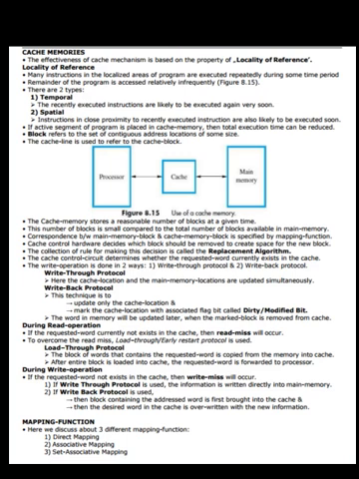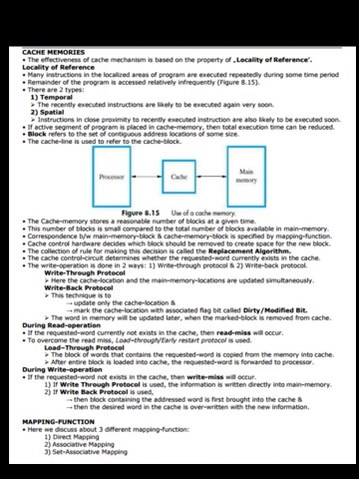Block refers to the set of contiguous address locations of some size. The cache line is used to refer to the cache block. The cache memory stores a reasonable number of blocks at a given time. This number of blocks is small compared to the total number of blocks available in main memory.